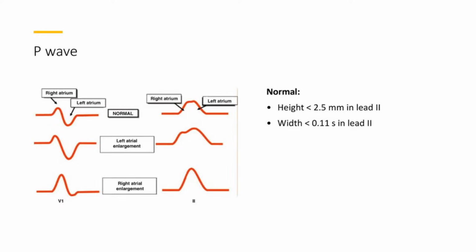It may suggest that your left atrium is enlarged. Now, if your right atrium is enlarged, the first part of the P wave will be tall in lead V1, and then it will be very tall and peaked in lead 2. And if this is more than 2.5 boxes, then this suggests that you may have a right atrial enlargement.